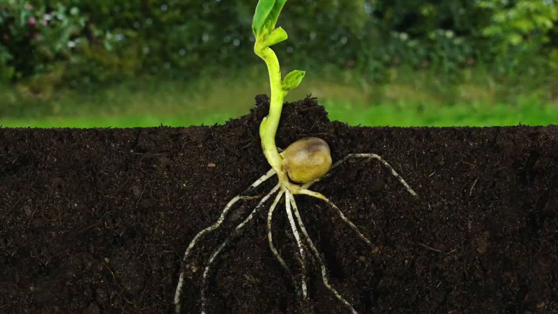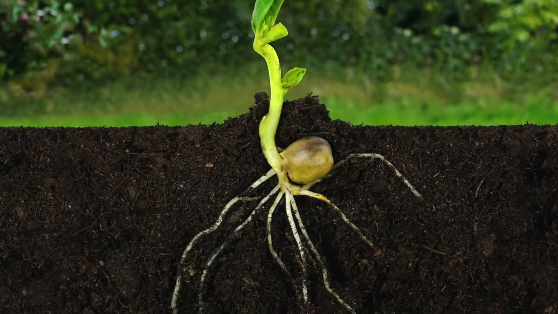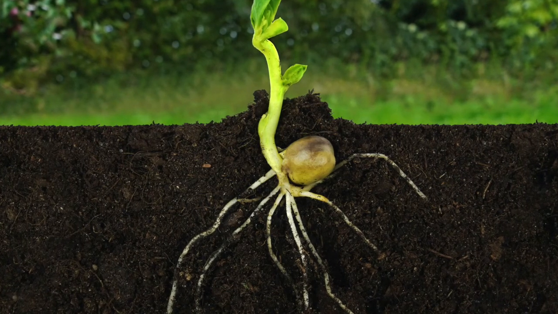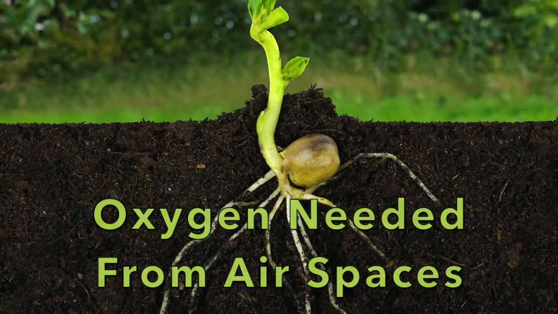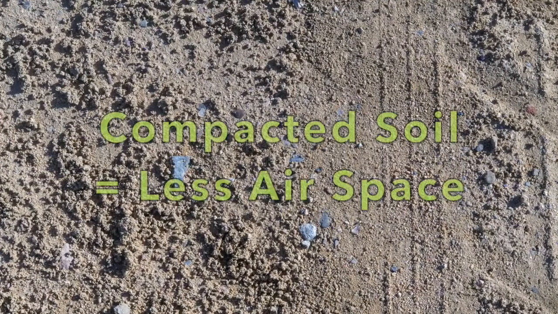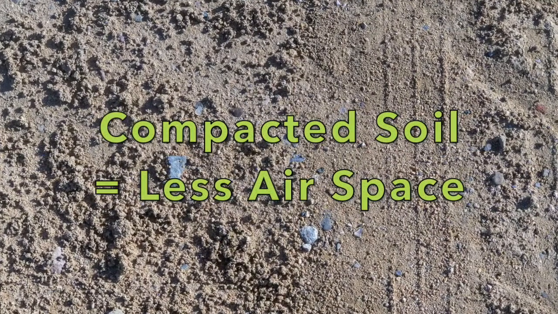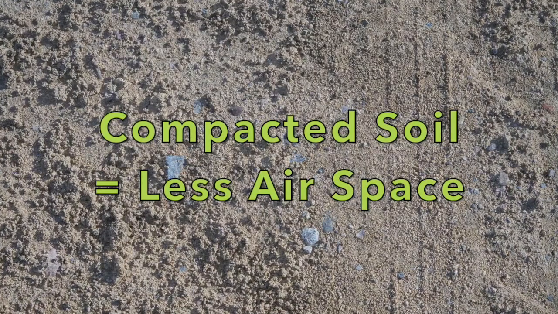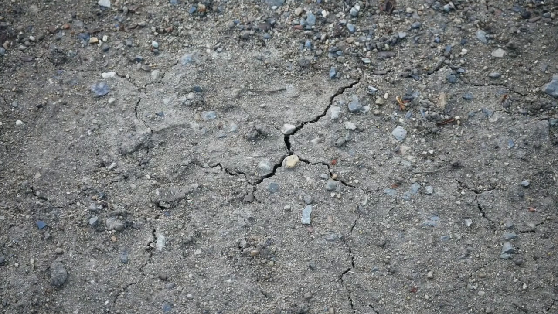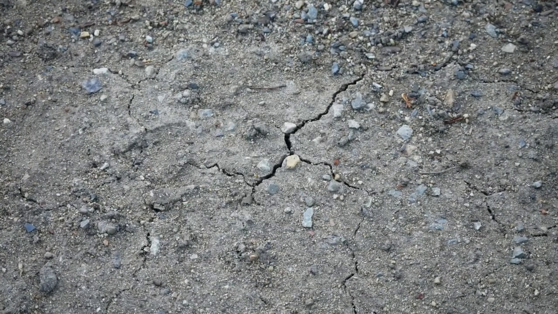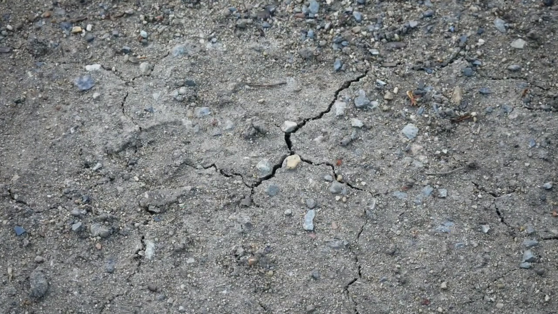Plant roots, soil microbes, such as bacteria and fungi, plus other larger organisms like earthworms, need oxygen from the air spaces in the soil. When soil is subject to foot or vehicular traffic, such as with cars or heavy equipment, it becomes compacted. This means less airspace in the soil. Roots cannot penetrate compacted layers of soil. The soil surface will harden to form a hard crust.